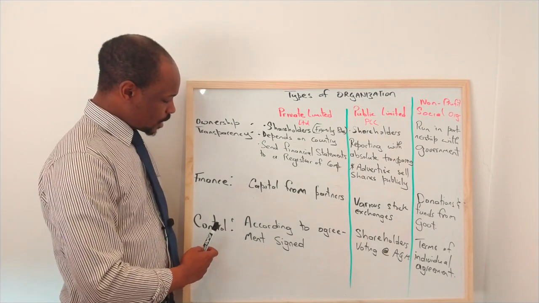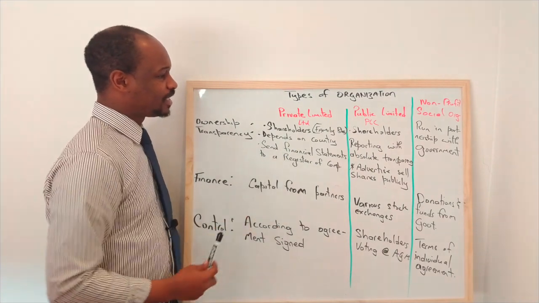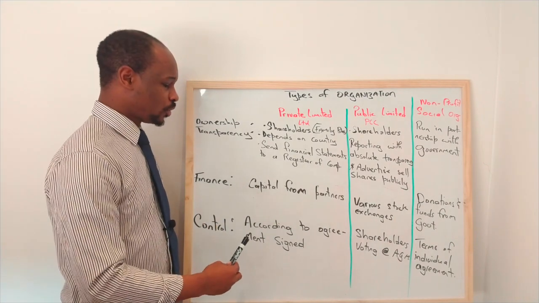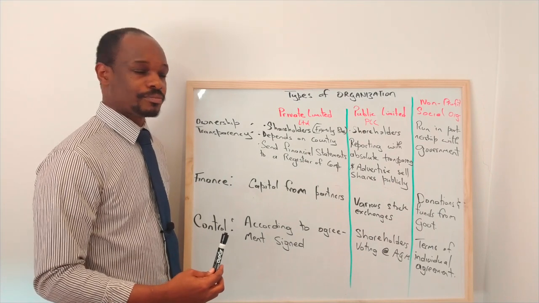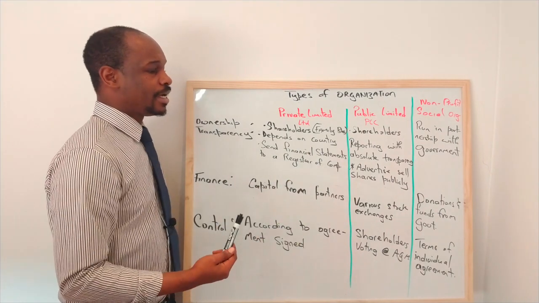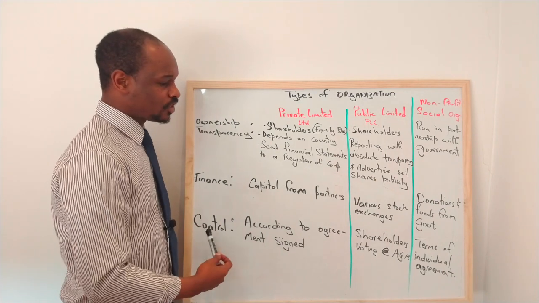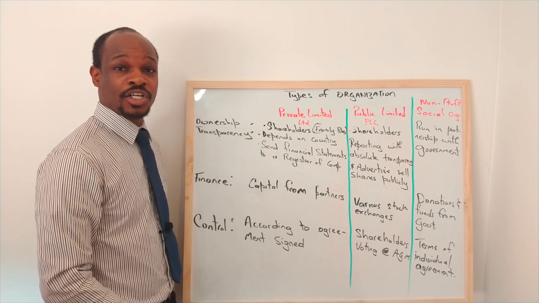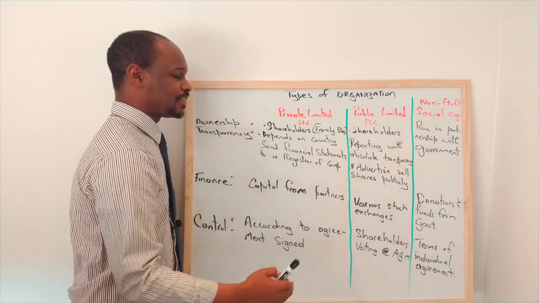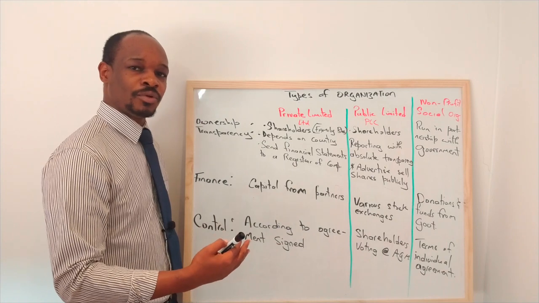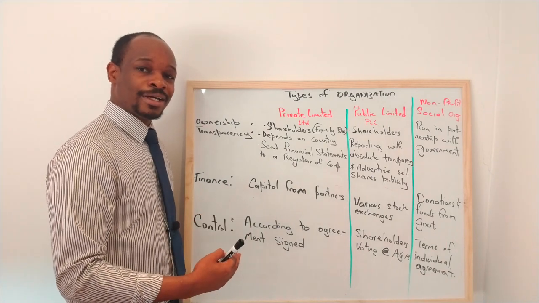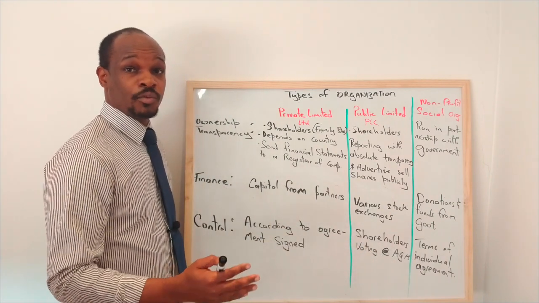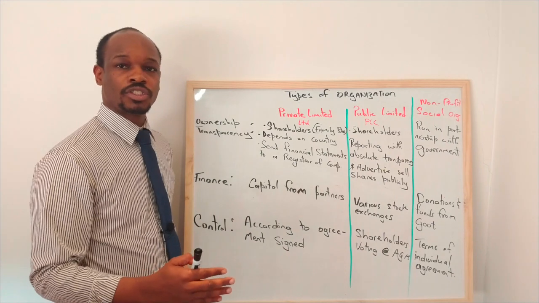In terms of control for a private limited company, the control will be done according to the agreement signed. In terms of public limited companies, control really is from the shareholders. The shareholders have the say because they have voting rights at the AGMs, to say we want this director, we don't want this director, we want to do this, we don't want to do this.